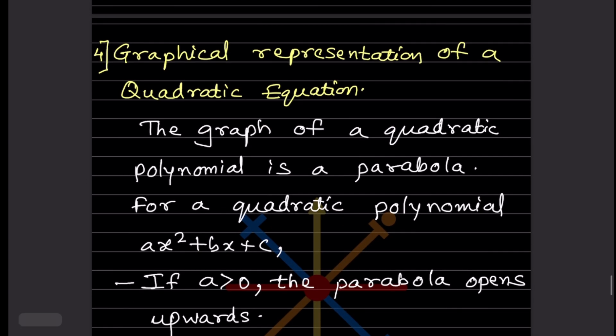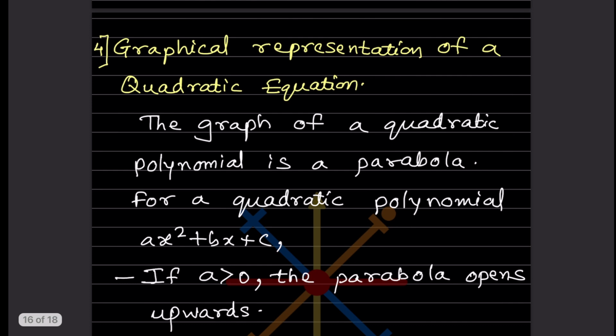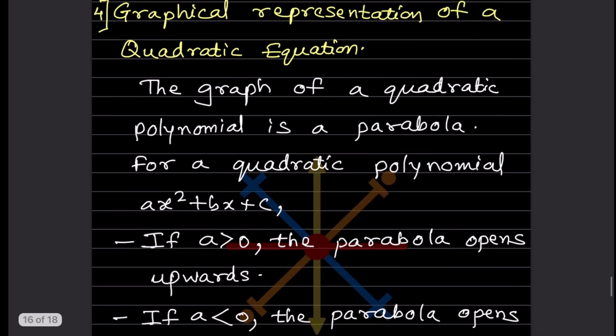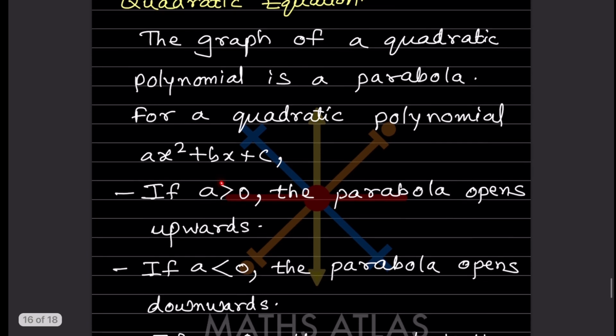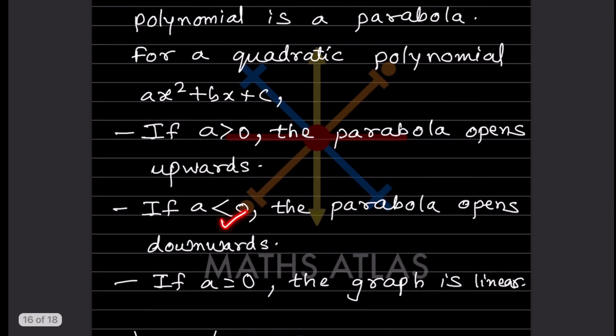So now let us see the graphical representation of a quadratic equation, how we are going to do it. The graph of a quadratic polynomial is called a parabola. So here, see, this is a parabola. For the quadratic polynomial, the general standard form is ax square plus bx plus c. If a is greater than 0, the parabola opens upwards, like this. And if a is less than 0, the parabola opens downwards. So it will open like this. You have to remember these 2 points.